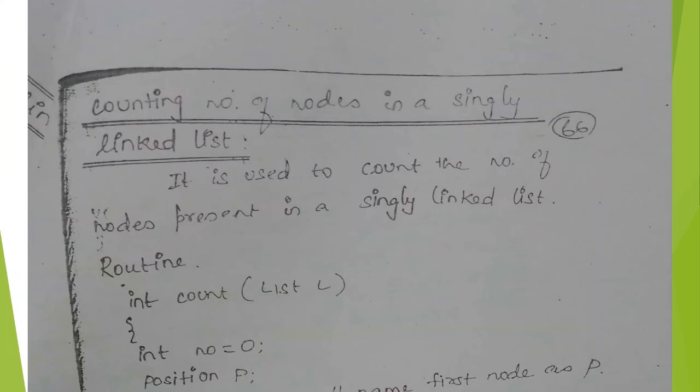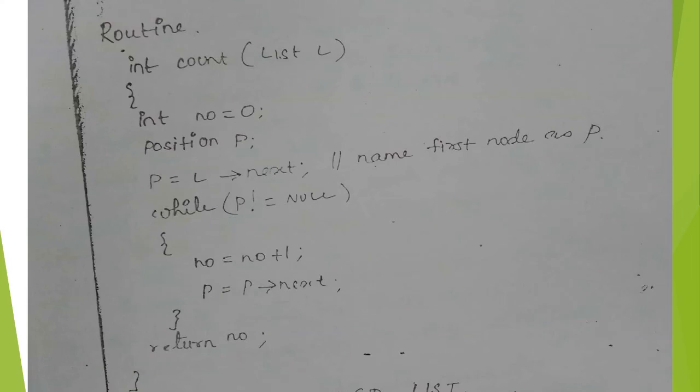Next operation is counting the number of nodes in the singly linked list. This operation is used to count the number of nodes. The routine name is countoff. In this routine, the name is count and list L is passed as argument. Initially, the number variable is set as 0. Then set header L's next value as P. While P is not null, increment the count value.